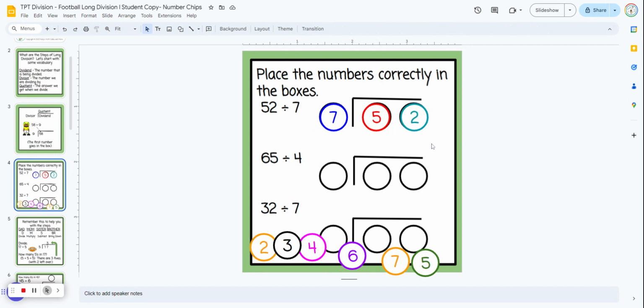So as these problems get more difficult, students get toward the end of a problem and the numbers aren't working, they know they've made an error somewhere and they need to go back and check. So the first slide here is just placing the numbers correctly.